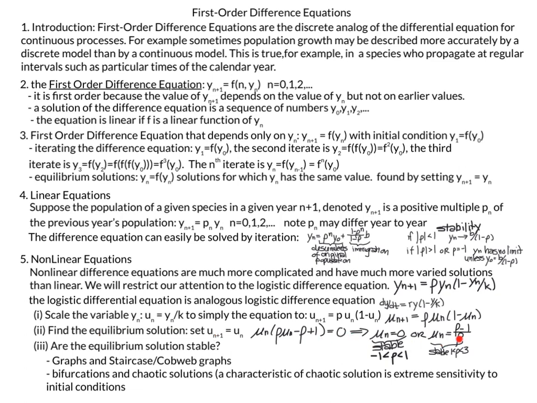When we look at the stability, this actually becomes interesting, because we're going to go towards unstable solutions. We're going to look at where things get chaotic, and literally we're going to look at chaotic solutions. So we're going to look at stability of equilibrium solutions. We're going to look at graphs and different visualizations, staircase and cobweb graphs, and then we'll move on and talk about bifurcations and chaotic solutions for nonlinear equations.